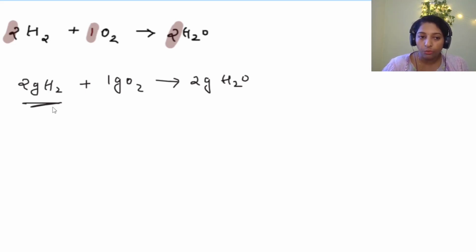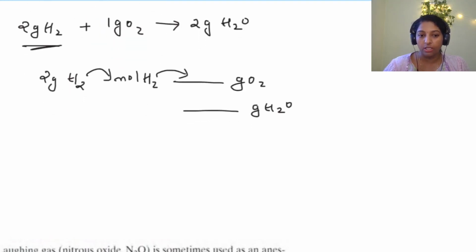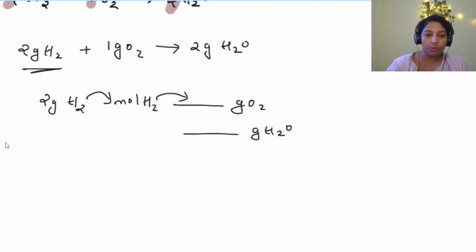Okay. So if the question is, like, 2 grams of hydrogen requires how many grams of oxygen or how many grams of water, you have to convert these grams to moles first. Moles of hydrogen, and then you can take the mole ratio and then convert the moles to grams of oxygen.